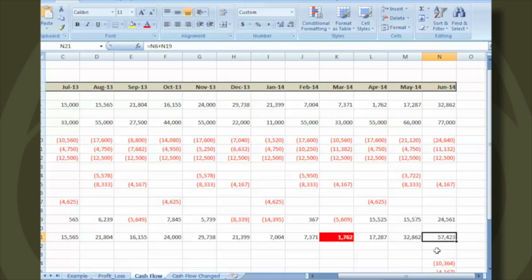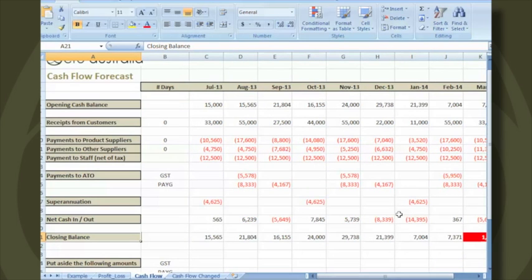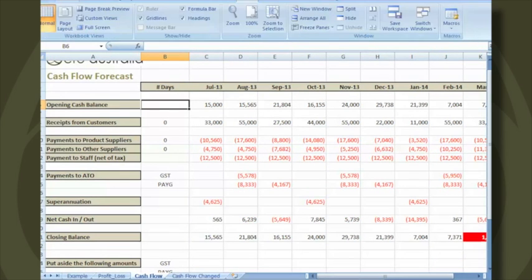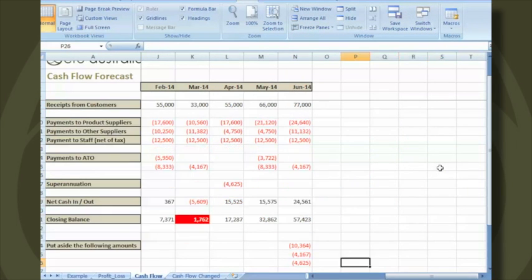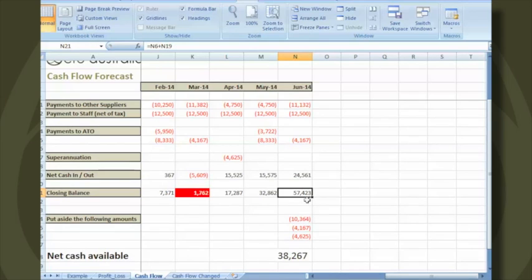Obviously, we're now at June, and as I mentioned before, at 30 June you need to know, for this model to work, what your liabilities are. So what you need to be able to put aside is this is the GST you would owe at the end of August 2014. That is the PAYG you'd owe at the same time, and that is the superannuation you'd owe in July 2014. So that means of your $57,423 in the bank, you can keep 38,267 of it.